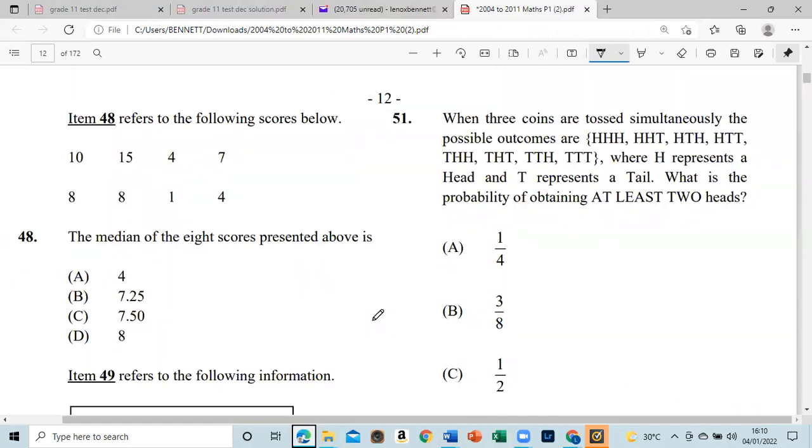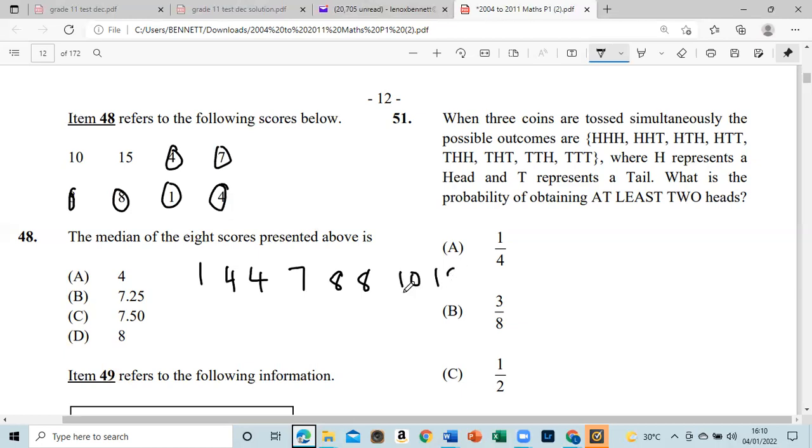But here, the following scores below 10, the median of the 8 scores represent above. Oh, the median, so we have to arrange it now. So 1, 4, then 7, and 8, then 8, then 12, and 10.